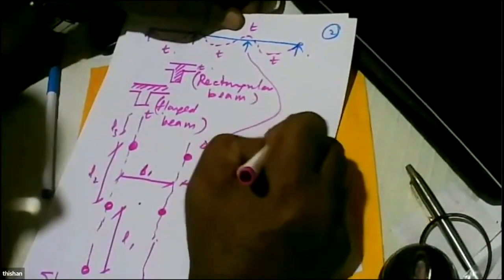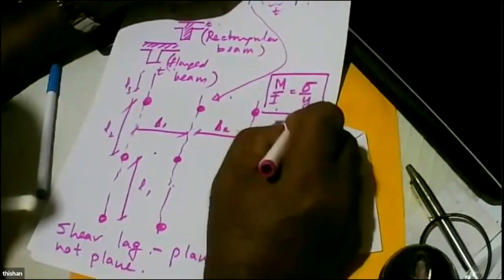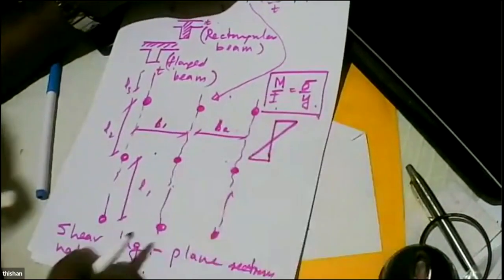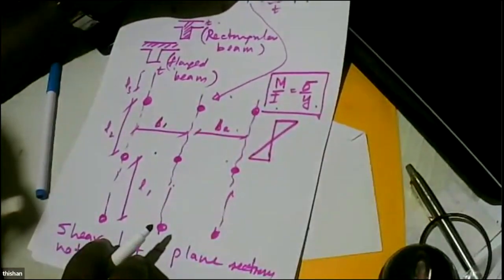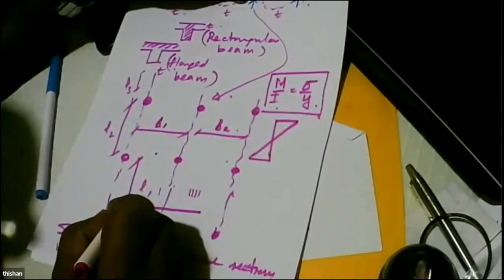You have learned this formula. What is that formula? The famous Bernoulli equation. We generally call it the Bernoulli formula. And here, what is the assumption? Plane sections remain plane. Plane diagram like this. But what happens is, with this bending, if you draw the stress distribution in the flange, it will take a shape like this. So that means you can't say the stresses are uniform in the flange.